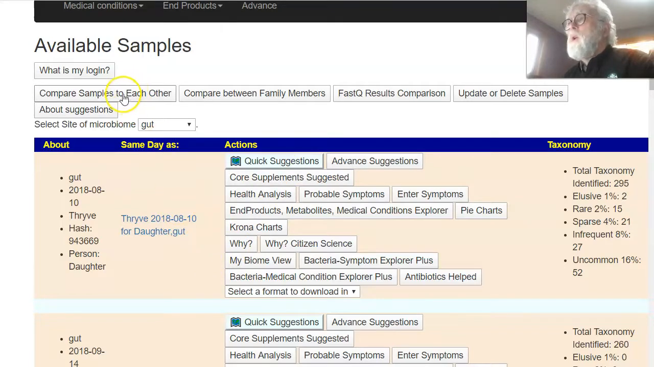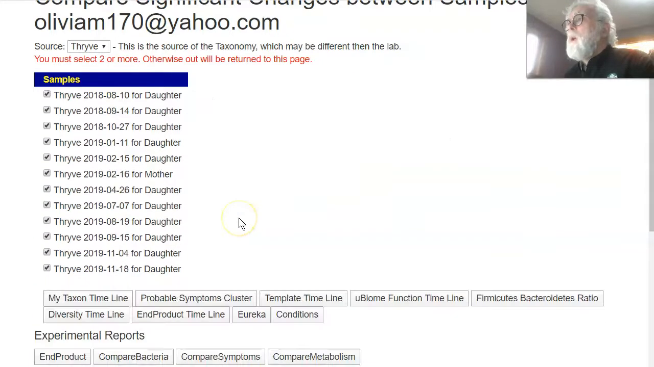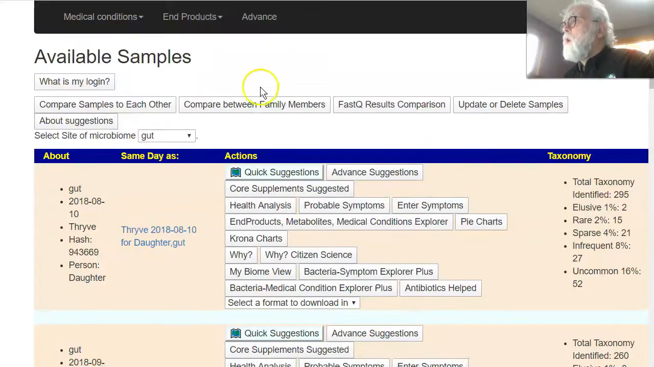So what we do is we go up here and click compare samples to each other. We now see everybody. I don't want the mother included in the comparison. And now we have this new choice, probable symptom clusters. If you take a look at the prior page, you will see I have probable symptoms here, which attempts to predict what the symptoms are.